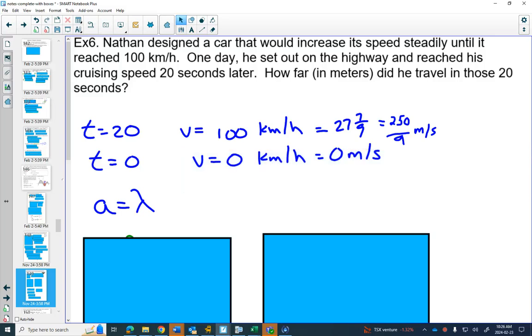Similarly, we could do that complex conversion to calculate that 0 kilometers per hour is actually 0 meters per second.